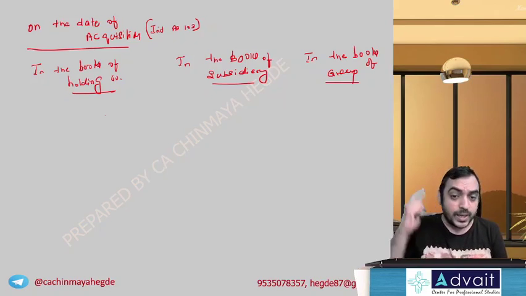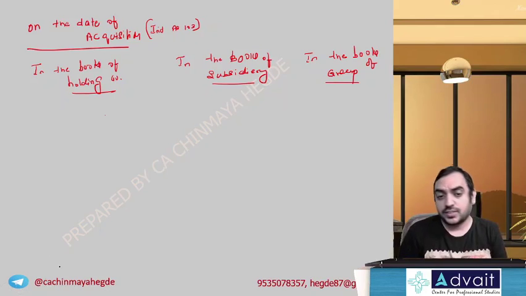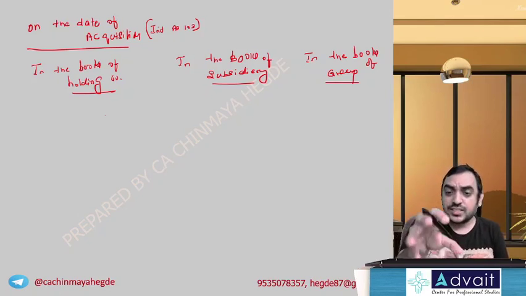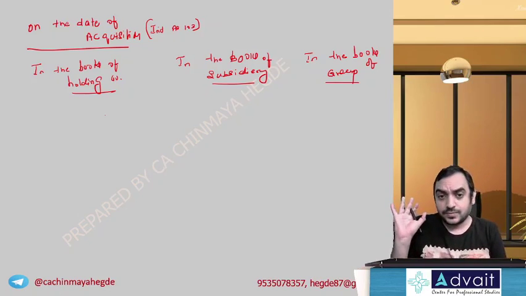In the books of the holding company, what journal entry will you pass? That entry is like a normal entry. I purchase shares of TCS. What entry do I pass? What entry does an investor pass? A regular entry will be passed. Please tell me, what do you think is the entry to be passed in the holding company's books? Simple entry only. Don't get complicated. You are aware of it.